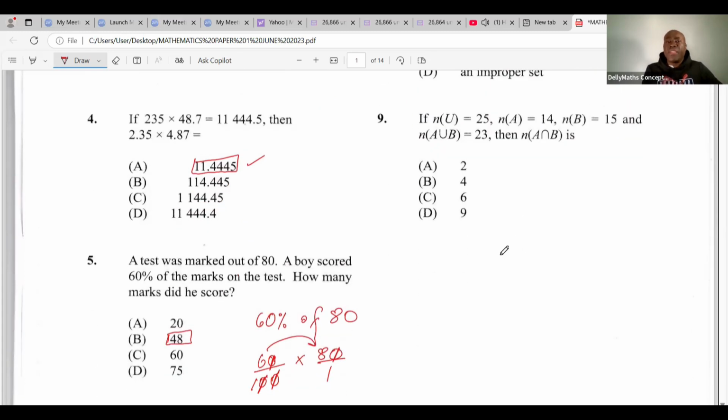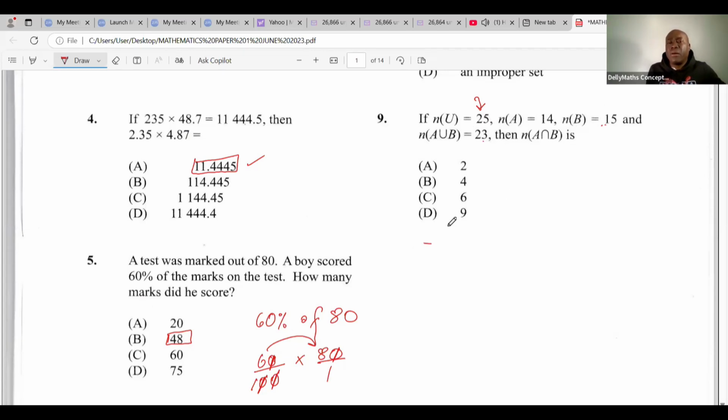Number 9, if the number of elements in the universal set is 25, and we're said we got here where the number of elements in A is 14, the number in B is 15, and the union of A and B is 23, the intersection of A and B is actually what? So they're asking, let's look at this. Number 9: if the number of elements in the universal set is 25, the number of elements in A is 14, the number of elements in B is 15, and the number of elements in A union B is 23, then the number of elements in A intersect B is what?